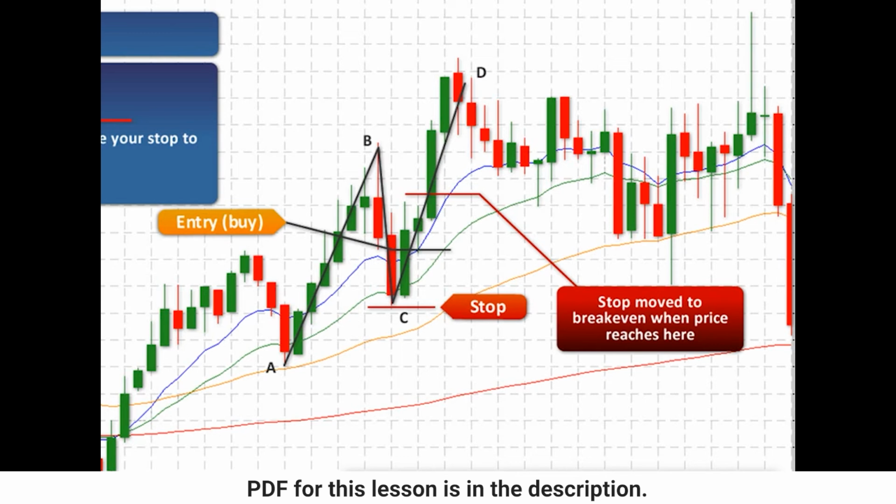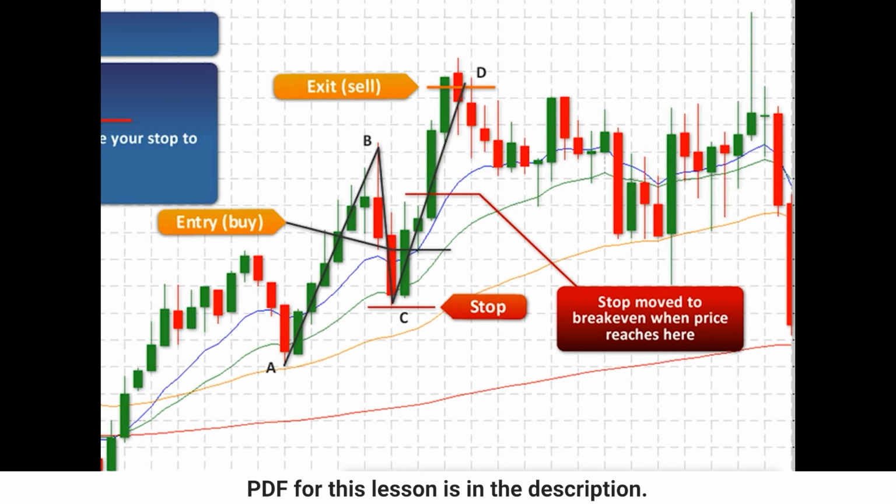What about our exit? Well, we've already moved our stop to break even now. So our stop is at the entry price. Now we're just going to be looking at exiting our trade. So where do we exit with strategy 1 trades? At point D, of course. So we're selling there at exit because we bought first. Remember, this is a long trade.